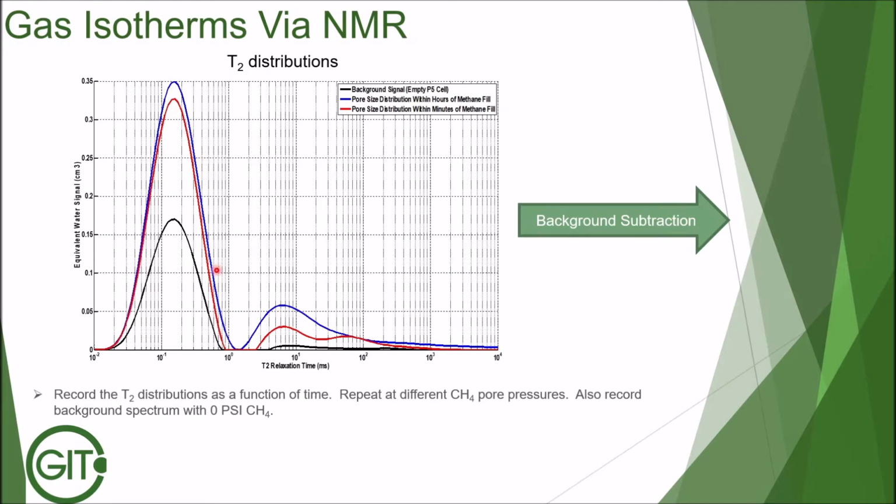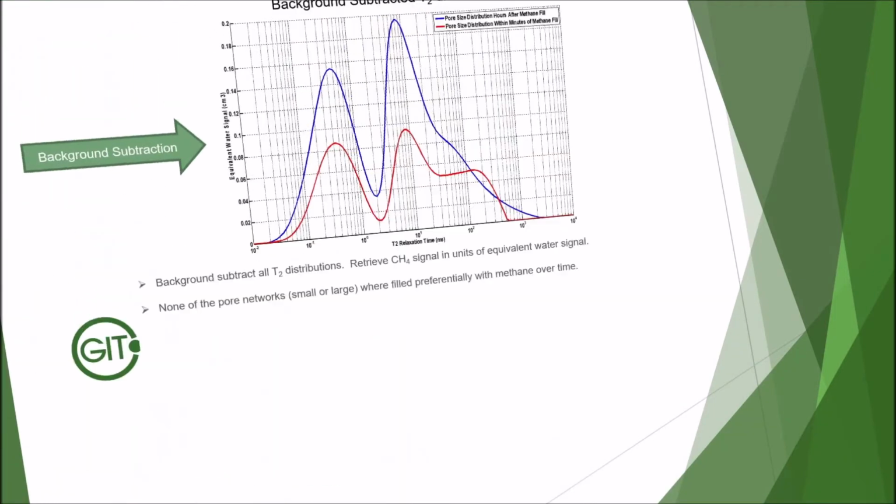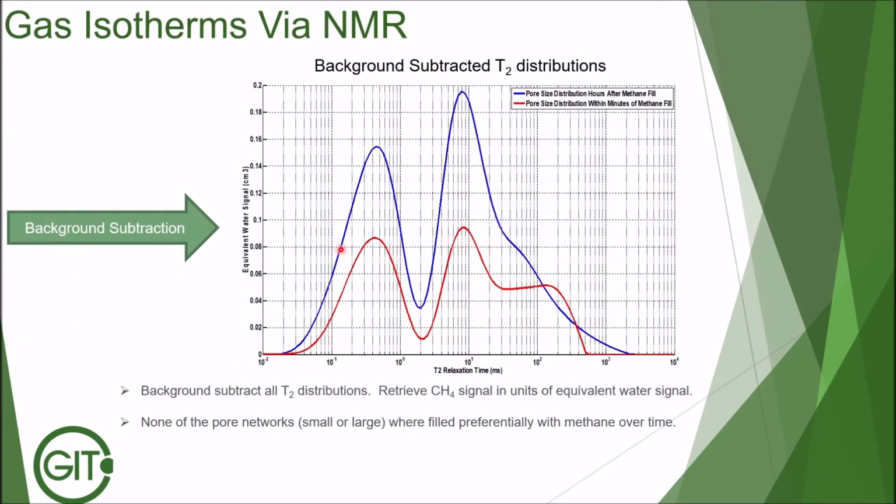This will become more obvious on the next slide, where we're going to background subtract the background signal of the probe, which is shown here in black, from the red and the blue traces. So let's go ahead and see what that looks like. Now you can really see that the amount of methane definitely increases over time when you fill it into our rock. That's as expected.